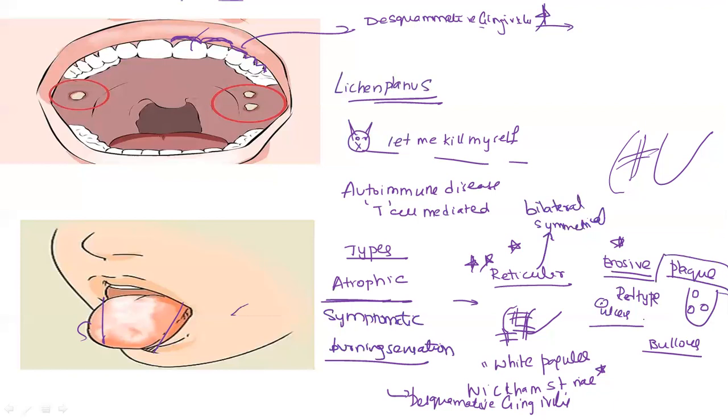Reticular type, the most important thing to remember is Wickham's striae, and bilateral and symmetrical lesions can be seen. Atrophic, symptomatic, where you'll see burning sensation. Erosive is the red type, where you'll see ulcers surrounded by pseudomembrane. Then you'll see plaque or hypertrophic, where you'll see like 1 or 3 lesions. And bullous type is vesicle filled. All right. Now, as I have explained you where all can you see, now we know that it can be commonly found in buccal mucosa. It can be found in buccal mucosa, tongue, and gingiva.